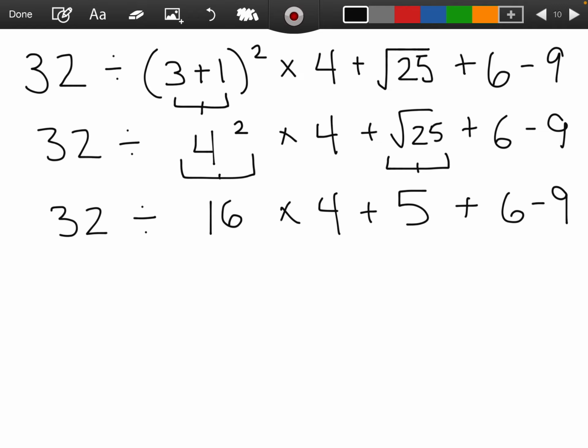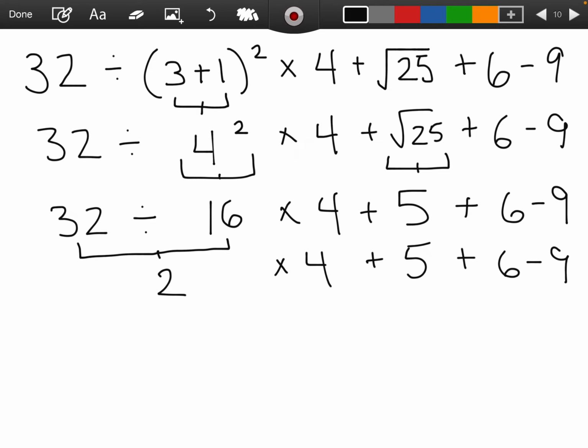So we have no more exponents or roots. Let's move on to multiplication and division. We do have both, but division comes first left to right, so let's do that first. 32 divided by 16 becomes a 2. Bring down the rest of the numbers. So we got to knock out all the multiplication and division. We still have a multiplication here. That becomes an 8 plus 5 plus 6 minus 9.